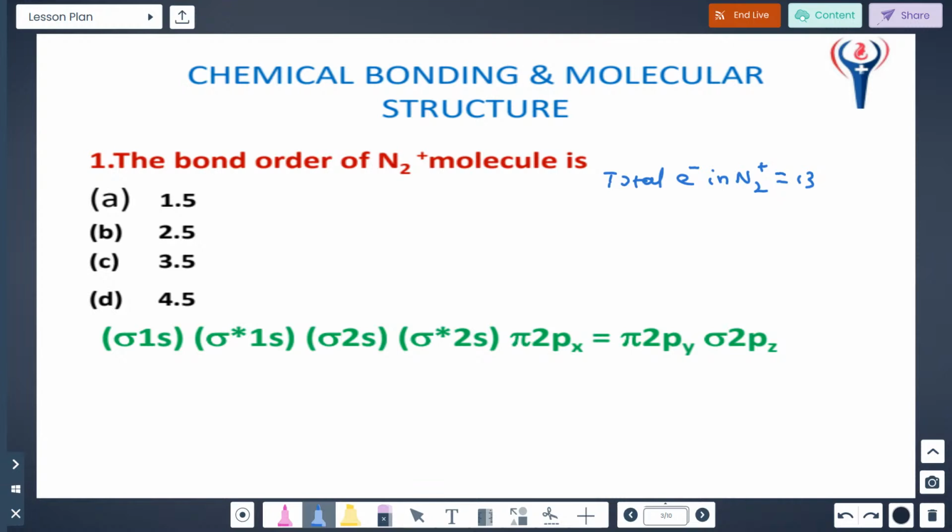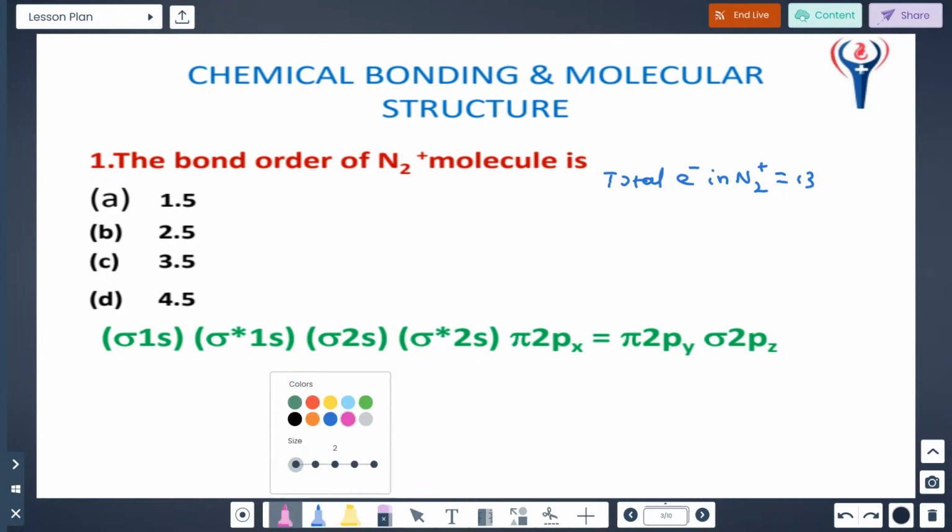Understood? Here, I have given the orbitals. You just memorize all these orbitals: sigma 1s, sigma star 1s, sigma 2s, sigma star 2s, pi 2px, pi 2py, sigma 2pz. Now we are going to fill up these 13 electrons in these orbitals. After that only we can find out the bond order. In each and every orbital we can have a maximum of 2 electrons.